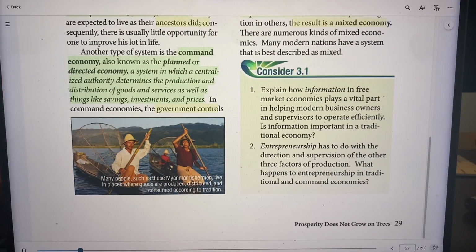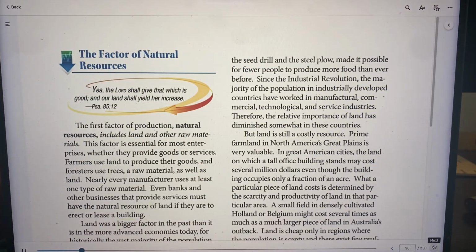So let's go on to the next section. We're going to go over the factors. The first factor is natural resources. So what are natural resources? I like the scripture that's written here. It says, yea, the Lord shall give that which is good, and our land shall yield her increase. So it's what the land yields. Those are our natural resources. Natural resources include land and other raw materials from the land, right?